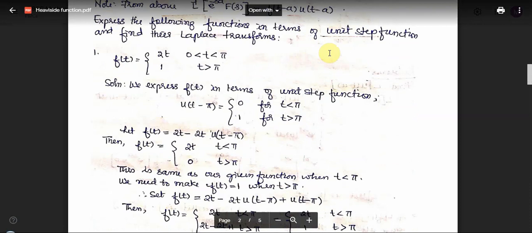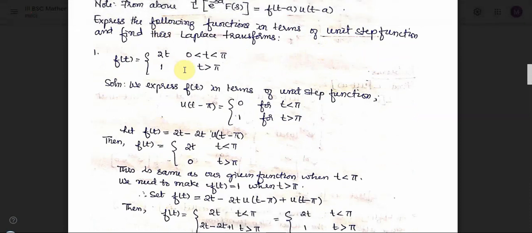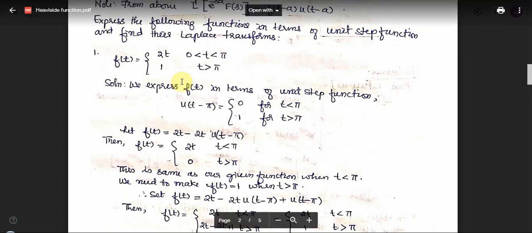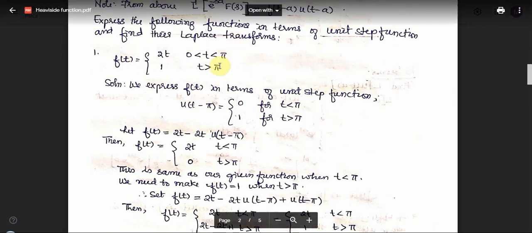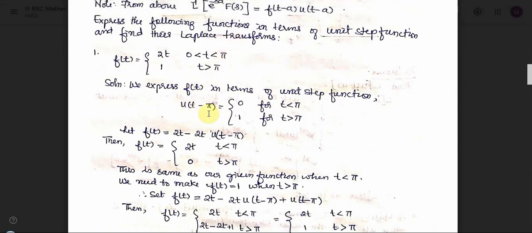Express the following function in terms of unit step function and find their Laplace transforms. Okay, I have to express this function in terms of unit step function and then I have to find their Laplace transform. So I will start with f of t. We express f of t in terms of unit step function. Now the breakpoint here is pi. Therefore, I have to express in terms of unit step function u of t minus pi. And what will be u of t minus pi? Because pi is the breakpoint over here, it will be 0 for t less than pi and 1 for t greater than or equal to pi.